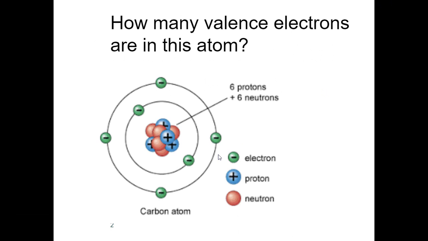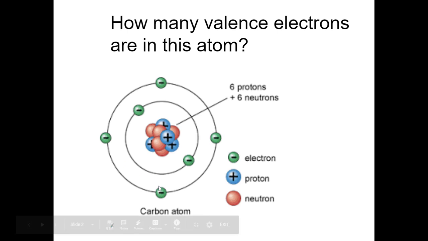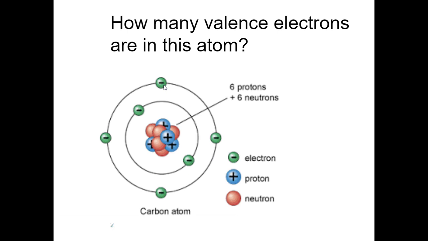Like, for instance, this is a carbon atom. So you have four electrons on the outermost energy level. Therefore, you can say, oh, this atom has four valence electrons. It has six electrons total, but I'm only looking for valence electrons, which are the electrons found on the outermost energy level. So that's how you will know the valence electrons.